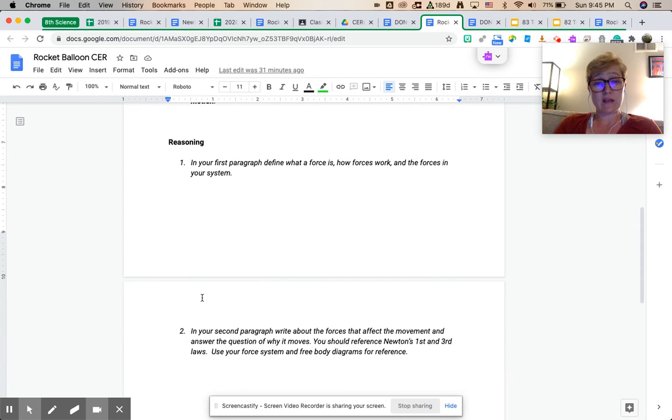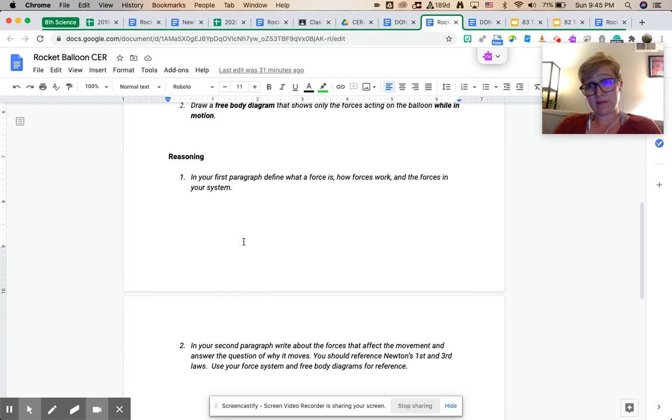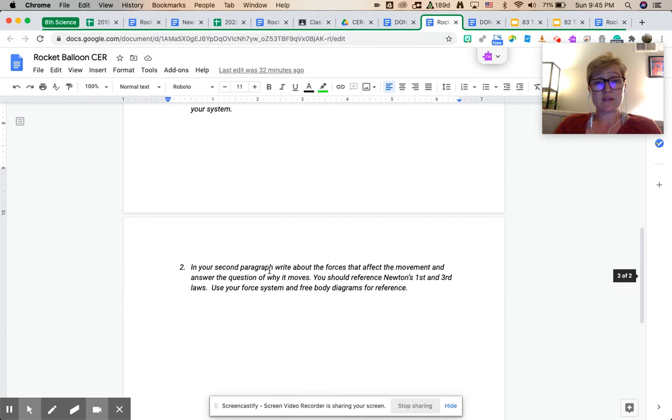Your reasoning is going to be really two paragraphs, and they're not super long paragraphs. In your first paragraph, you define what a force is, how forces work, and the forces in your system. In your second paragraph, write about the forces that affect the movement and answer the question of why it moves. You should reference Newton's first and third laws. Use your force system and free body diagrams for reference.